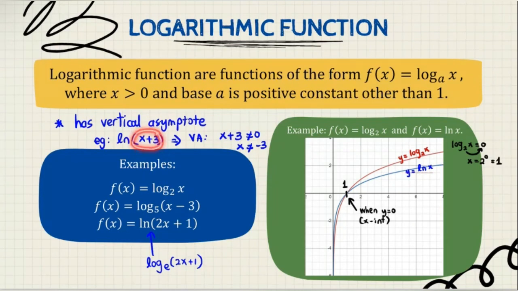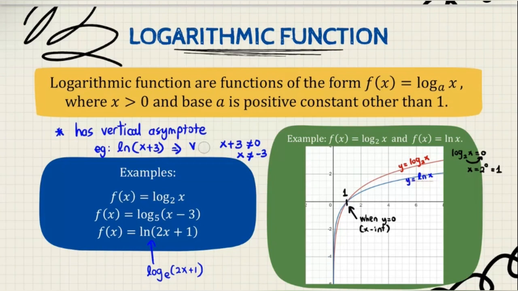Sebab apa? Dalam logarithmic function, kita tak ada ln 0, kita tak ada log 0. So that means dalam ni tak boleh sama dengan kosong. That's why kita akan buat x + 3 not equals to 0. So this will be our vertical asymptote.